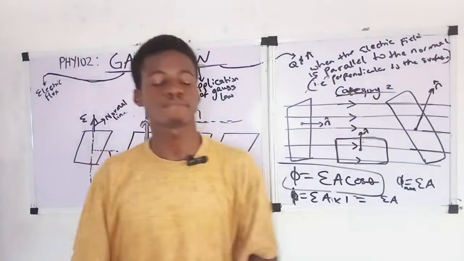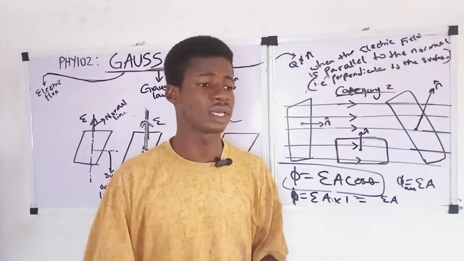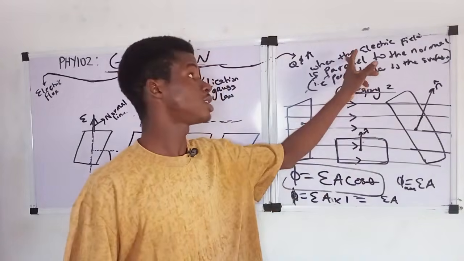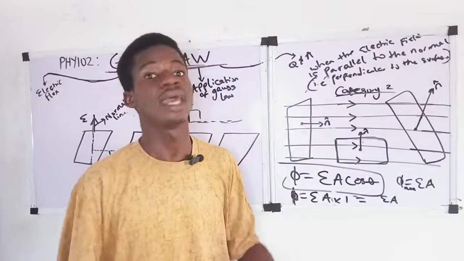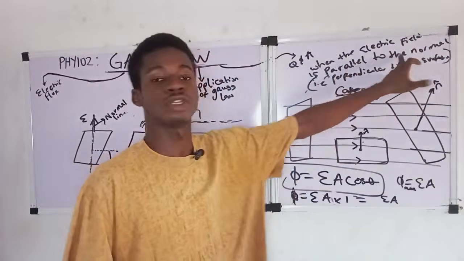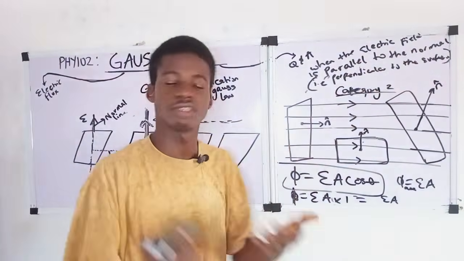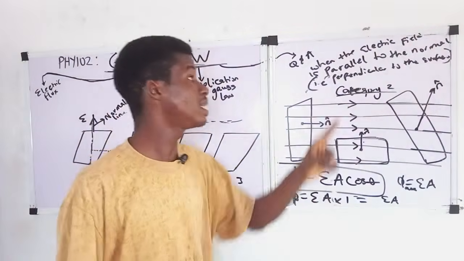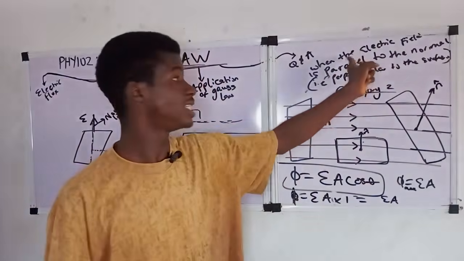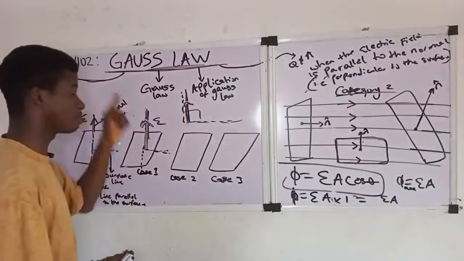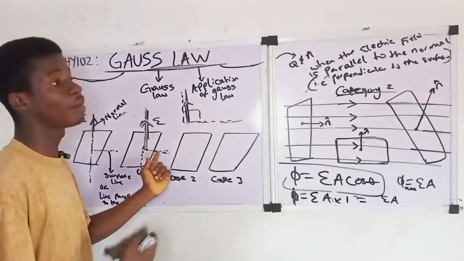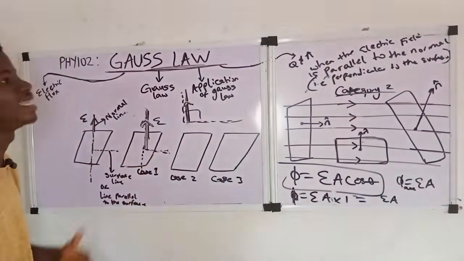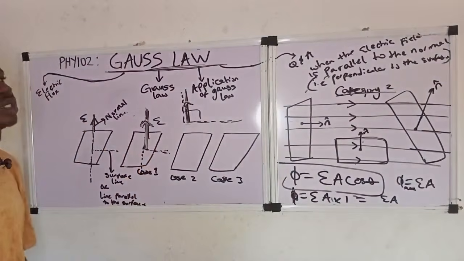So they can ask, at what condition is the electric flux maximum? They might not say parallel to the normal. They might say perpendicular to the surface. That would be the answer, right? Yes. So electric flux is maximum when the electric field is parallel to the normal, and perpendicular to the surface, right? Yes, so that is under case one, when the electric field is parallel to the normal.